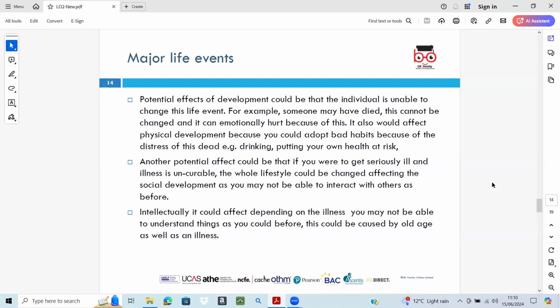We have the impact of loss of a loved one. So, for example, we have emotional distress. The loss of a loved one can lead to feelings of grief, sadness, and emotional pain, and it could affect mental well-being and social interactions. Then we have physical habits. We can say that coping with loss may lead to the adoption of unhealthy coping mechanisms, such as excessive drinking or unhealthy eating habits. Overall, it will impact physical health. Then we have impact of serious illness.